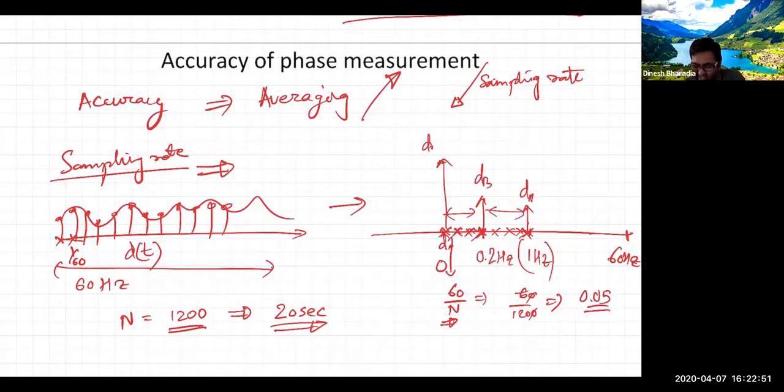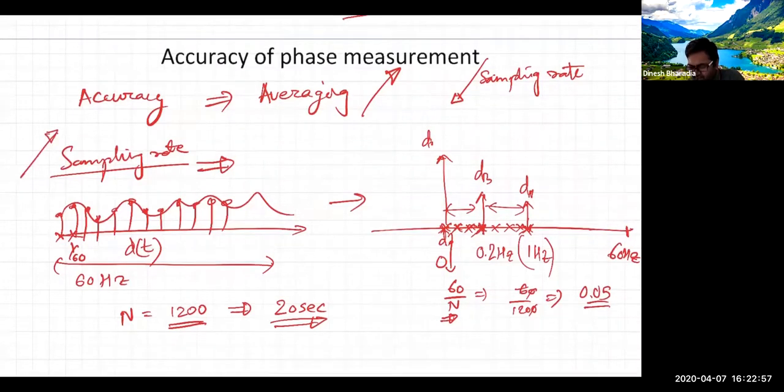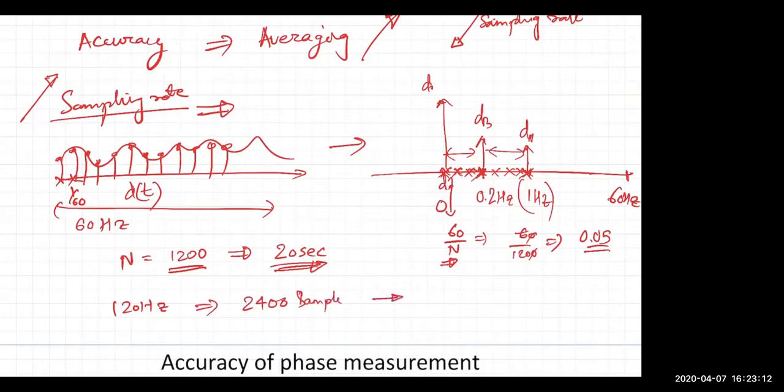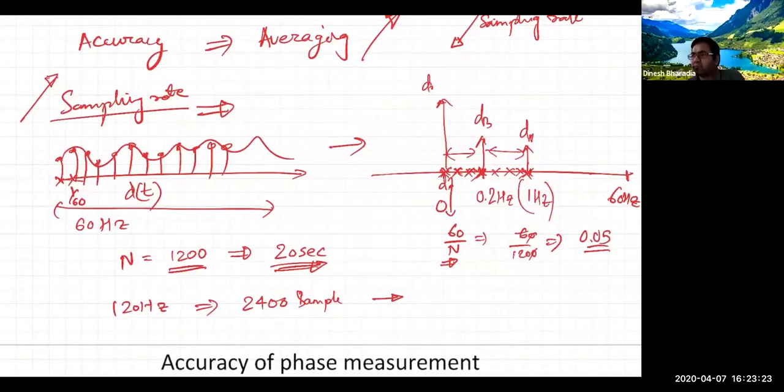So increasing the sample rate, let's say instead of 60, we went to 120 hertz, what would happen here? Same amount of time of 20 seconds will generate how many samples? 2400 samples, correct? Sorry, my bad. So is everyone following with me so far? Questions, thoughts?